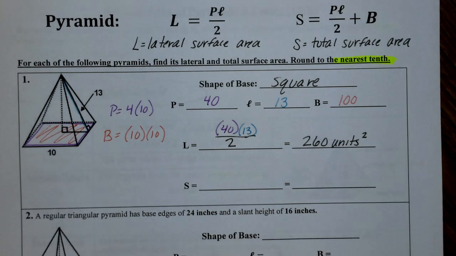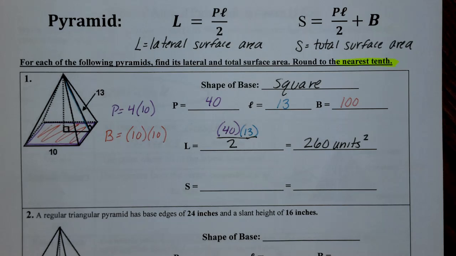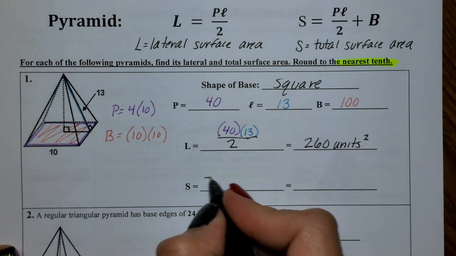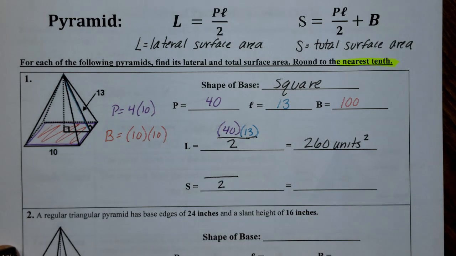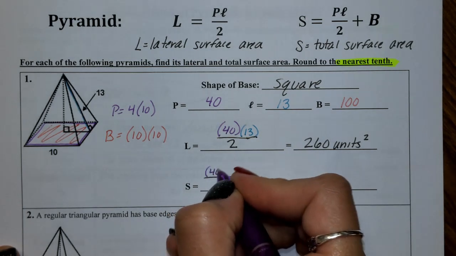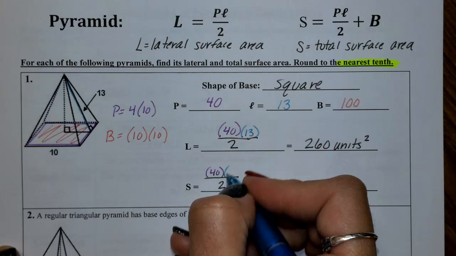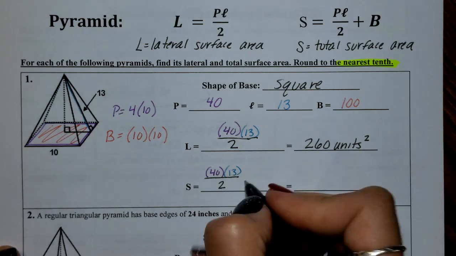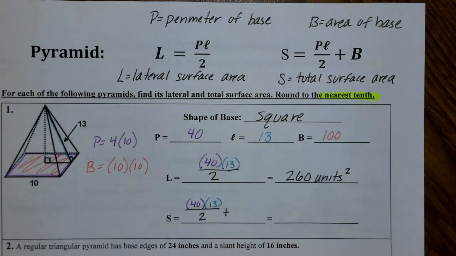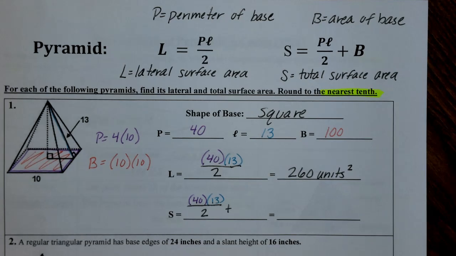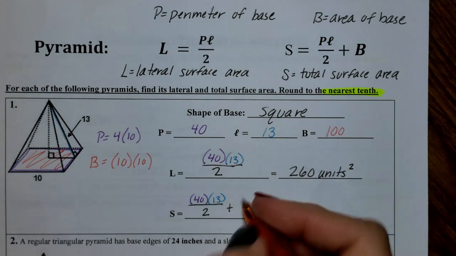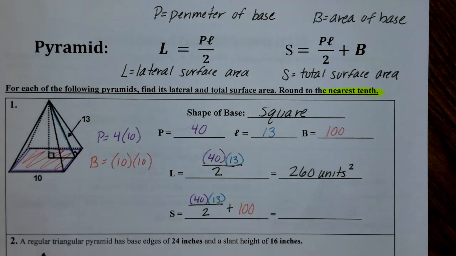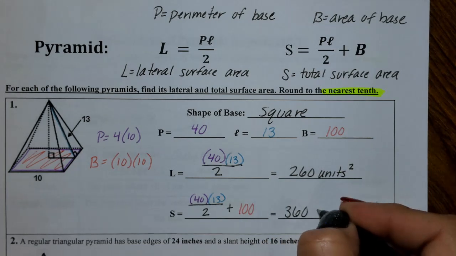Again, we are still dealing with surface, even though it's 3-dimensional, it's the surface area. So we are still dealing with units squared. All right, S for total surface area, we're going to start off with the lateral part, the 40 times 13 over 2. And now we're going to add in, again, we only have a single base in pyramids, so we're only adding a single big B. And we end up with 360 units squared.